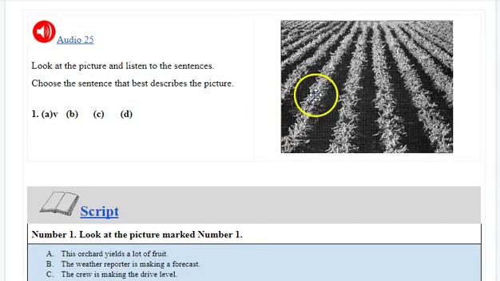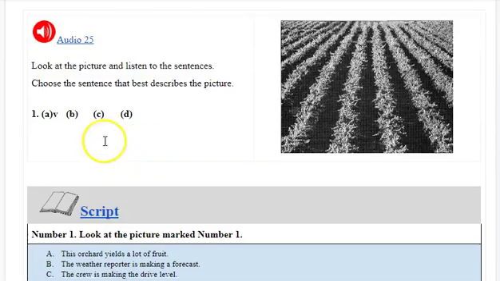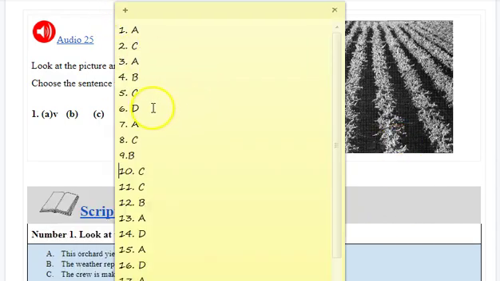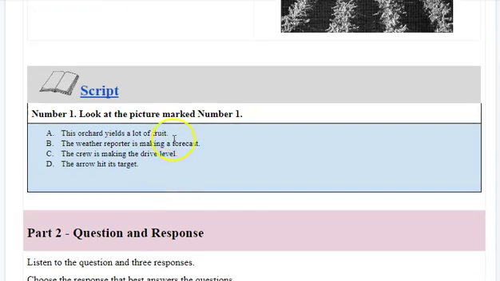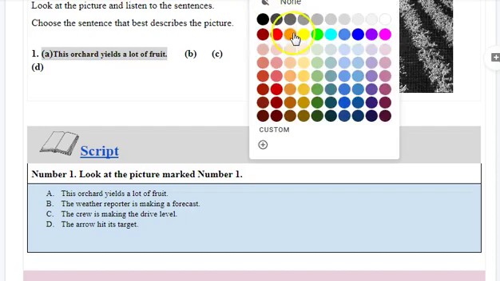Okay, so let us now proceed to listening comprehension. So, part one, photos. Look at the picture and listen to the sentences. So, choose the sentence that best describes the picture. All right. So, what do you think is the answer for number one? A. Kindly read. This orchard yields a lot of fruit. Very good.